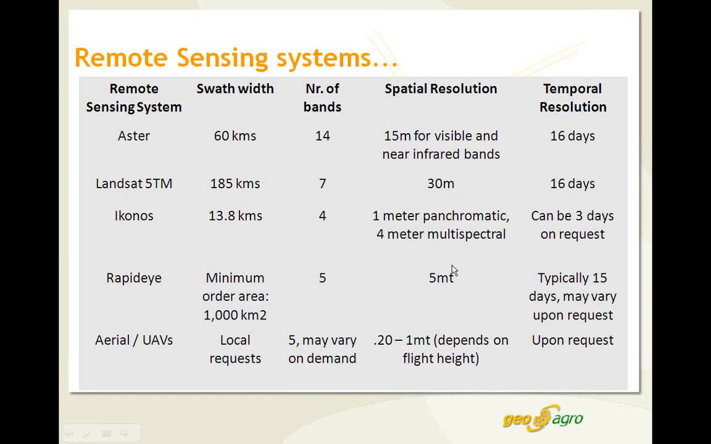So we'll see that when you identify a satellite system with which you're going to acquire multispectral data, you will be asking for these basic characteristics. So that's how you can compare systems.